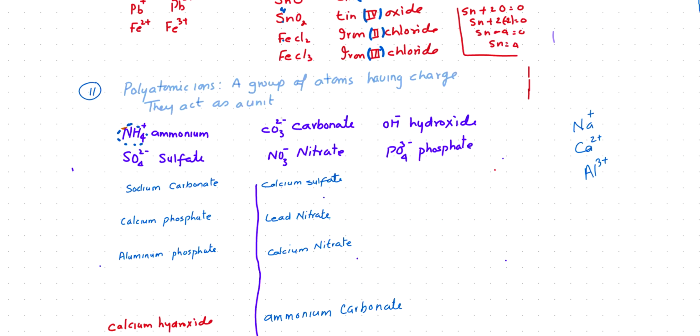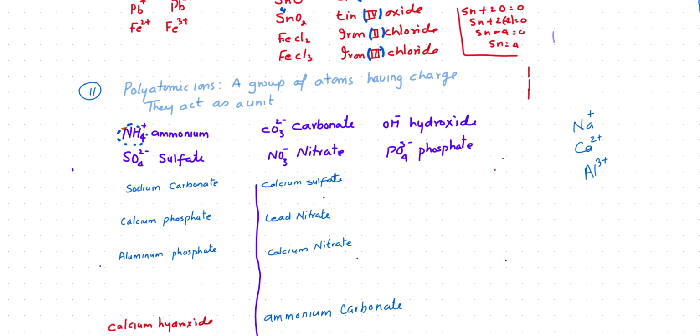OH with 1 negative charge is hydroxide. SO4 with 2 negative charge is sulfate. NO3 with 1 negative charge is called nitrate. And PO4 with 3 negative charges is phosphate. And there are many more. We are just taking some examples here.